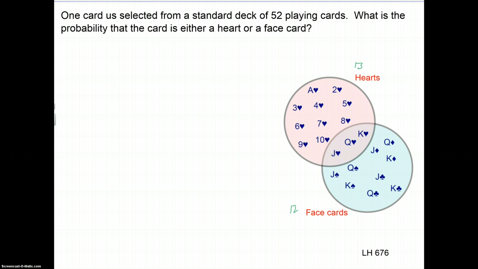So if we define an outcome A as being the suit and B being a face card, our overlap, A intersection B, is the number of cards here in the middle, and that's going to be 3. So the probability that we have a heart or a face card is going to be the probability of a heart, actually, I'm going to call it P of A because I defined it as A, plus the probability of a face card, which is probability of B, minus the probability of the intersection.